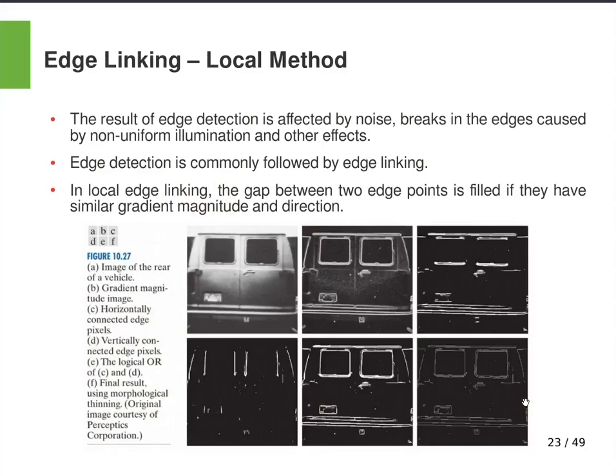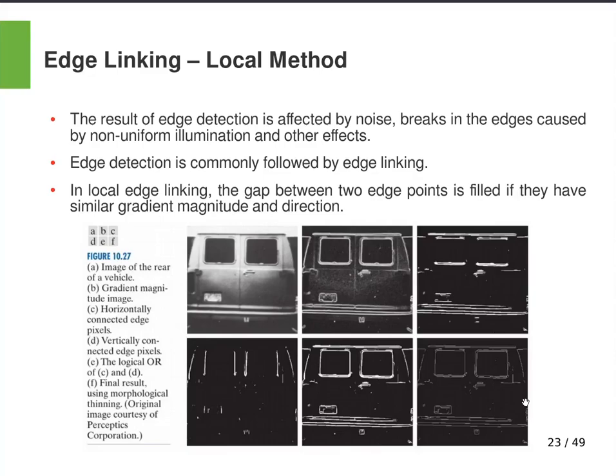So we briefly said that with the Canny edge detector we do edge linking as well. I'm not going to go too deep into edge linking, I just briefly mention what it is and why it is useful. Usually the result of edge detection is affected by noise or breaks in the edges that are caused by non-uniform illumination and some other effects. That's why edge detection is commonly followed by edge linking.